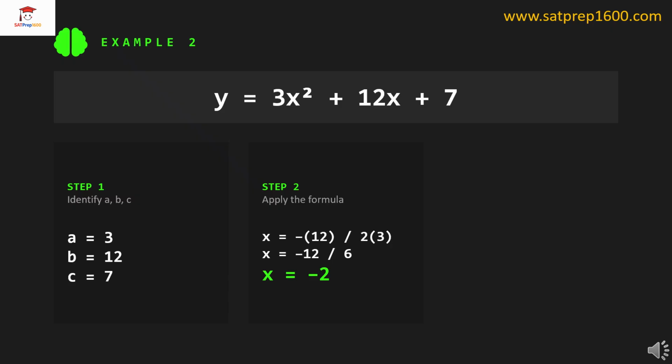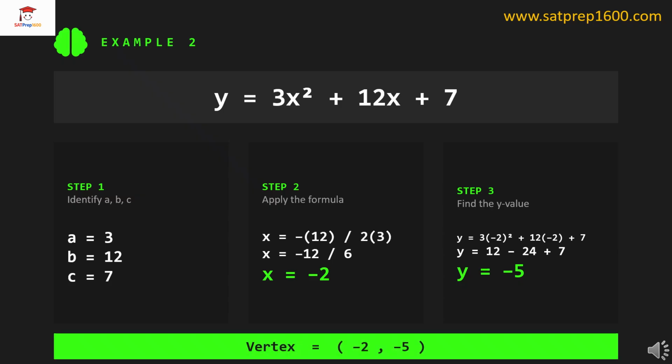Step 3. Plug x equals minus 2 back in. y equals 3 times 4 plus 12 times minus 2 plus 7, which is equal to 12 minus 24 plus 7, equals minus 5. The vertex is (minus 2, minus 5). See the pattern? Same 3 steps every time, no matter the numbers. Now try this one on your own.